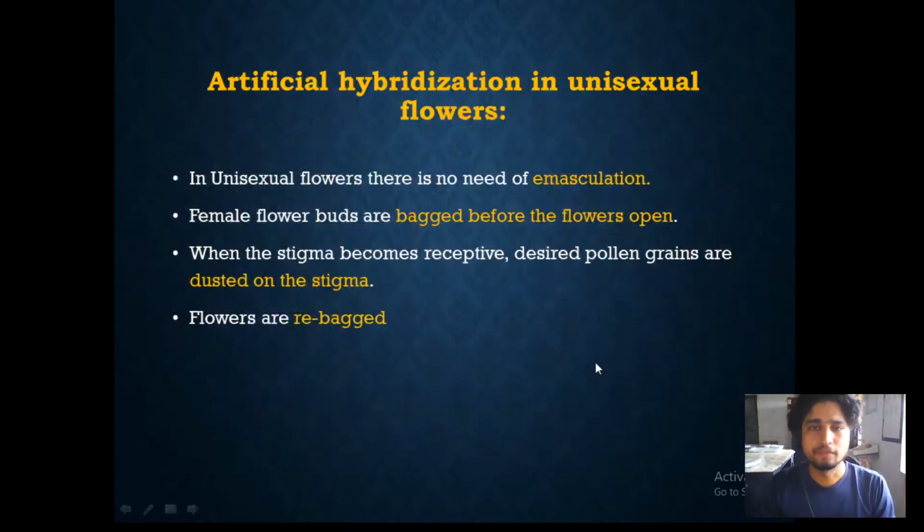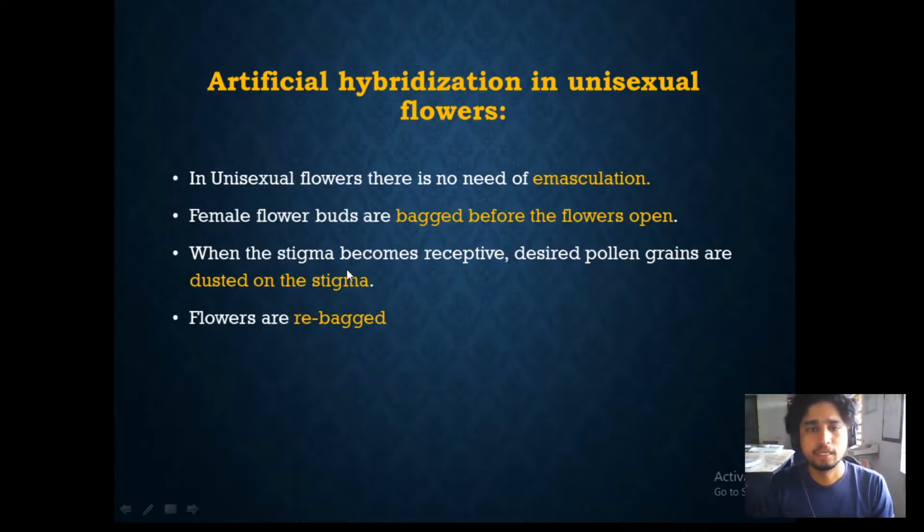In the case of unisexual flowers, we have said that unisexual flowers carry only one reproductive part. It can be male or it can be female. So in such unisexual flowers, there is no need of emasculation. However, they need to be bagged because the stigma can take the unwanted pollen grain here. So it needs to be bagged using the butter paper.